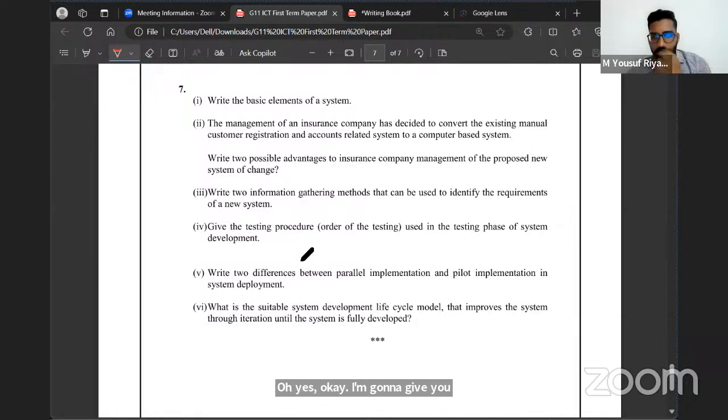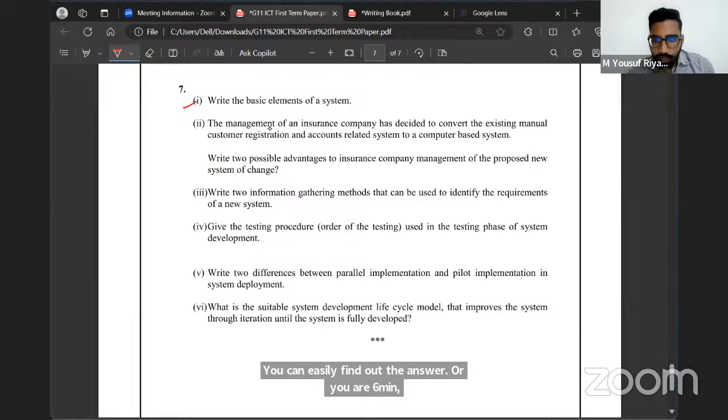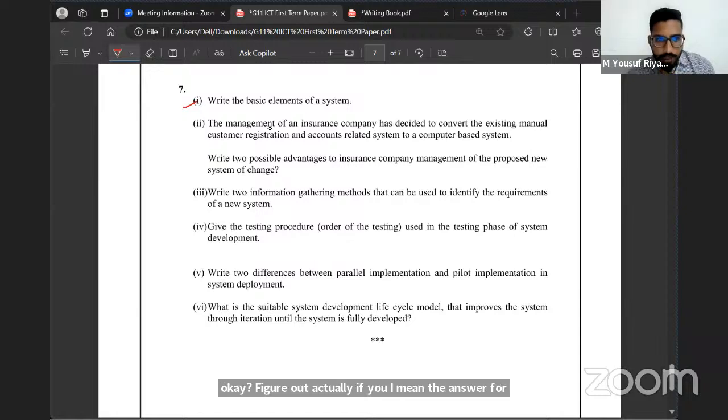There are actually six questions here. You can easily find out the answers. Or I'll give you 6 minutes. The answer for the first one is easy. The second one is an explanatory answer, but you can figure this out as well. This is very easy.